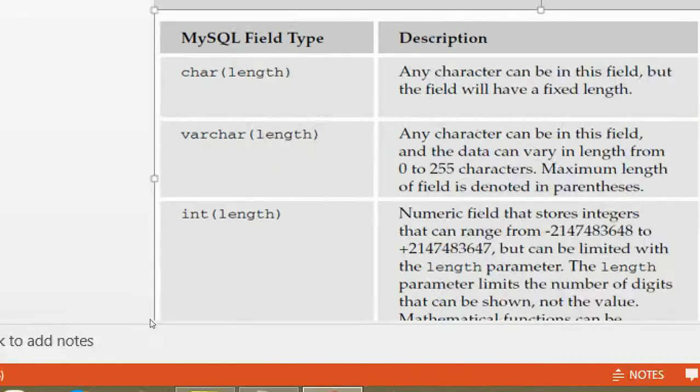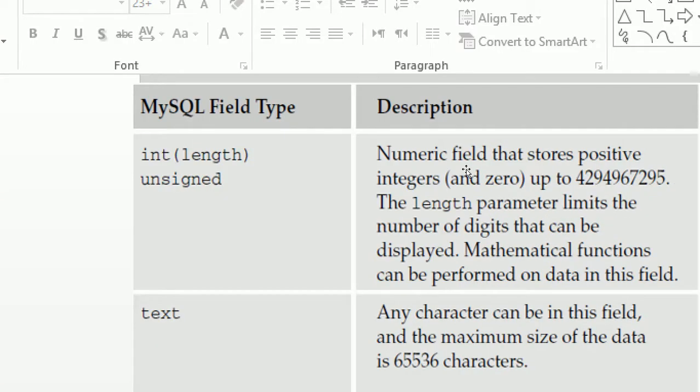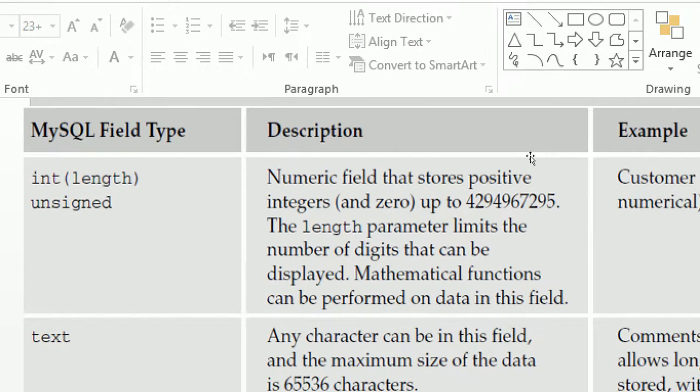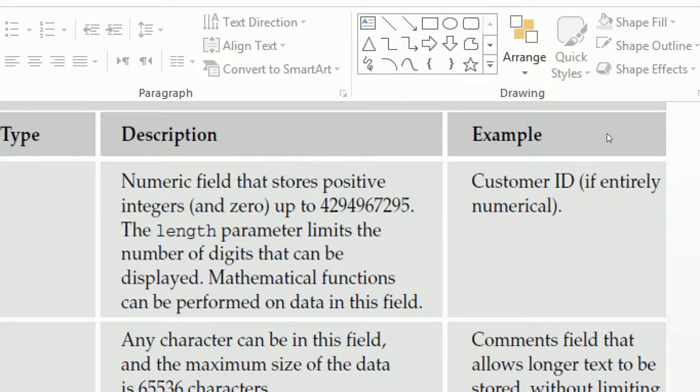So then the second is int, unsigned int. What is the length in this? It is up to 4294967295. You can go till this. This is in millions and millions. So the length parameter limits the number of digits that can be displayed. You can use it for customer ID or for any other things. But you can go till this limit of numbers.